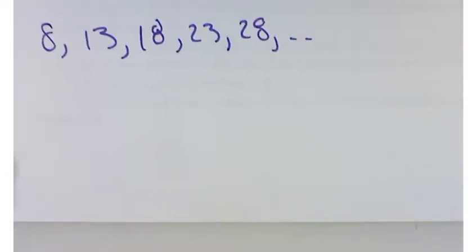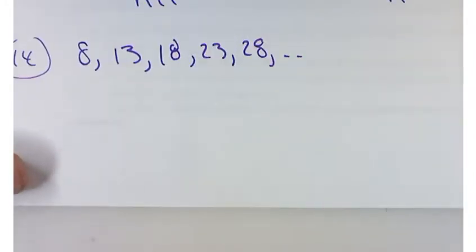So we've got 8, 13, 18, 23, 28, etc. In a pinch, could you tell me what the next term would be? Yeah, 33. All right, so it's pretty straightforward. But what we have to do is find the general term. We have to find the a sub n for this one like we had for the previous handful or so.